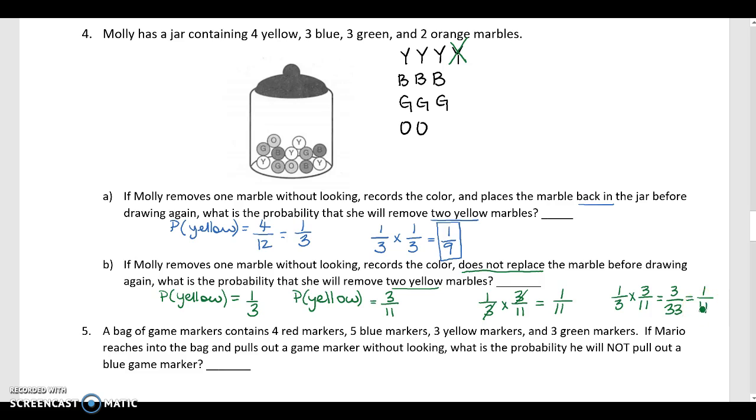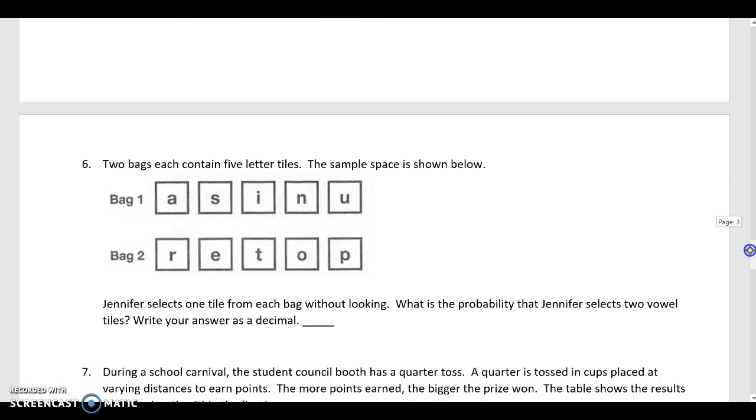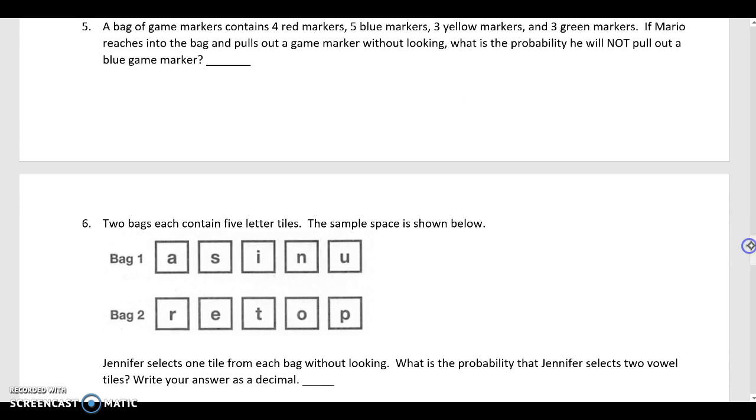All right. Next problem. Number 5. A bag of game markers contains 4 red markers, 5 blue markers, 3 yellow markers, 3 green markers. If Mario reaches into the bag, pulls out a game marker without looking, what is the probability he will not pull out a blue marker?